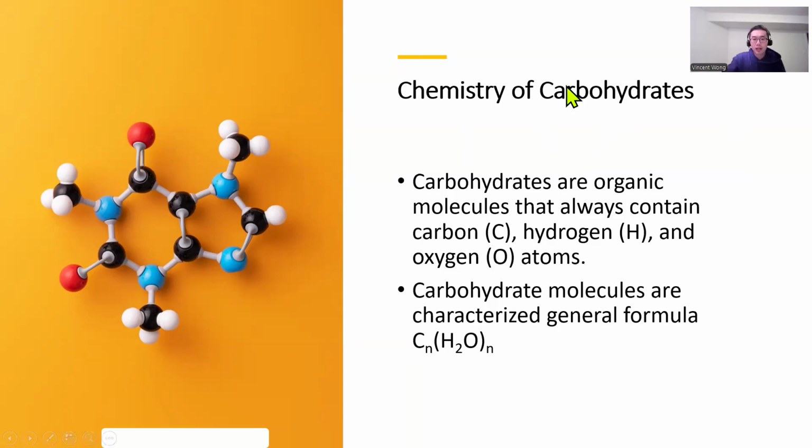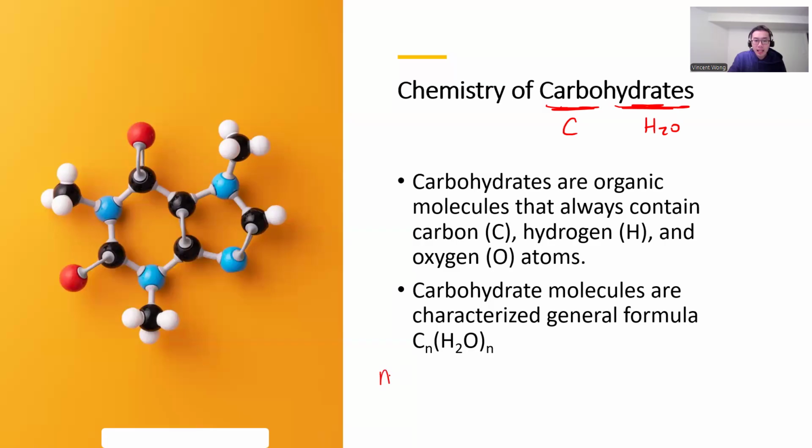So first of all, carbohydrates. Carbohydrates are organic. What does organic mean again in this context? When it has carbon in it. Exactly. So it's an organic molecule and it always contains carbon, hydrogen, and oxygen. The ratio of carbon and H2O is always 1 to 1. That's why it's called carbohydrates. Carbo is referring to the carbon, hydrate is referring to the water.